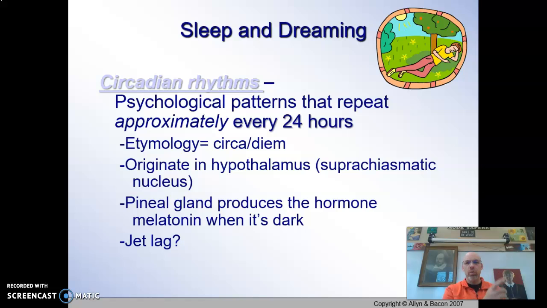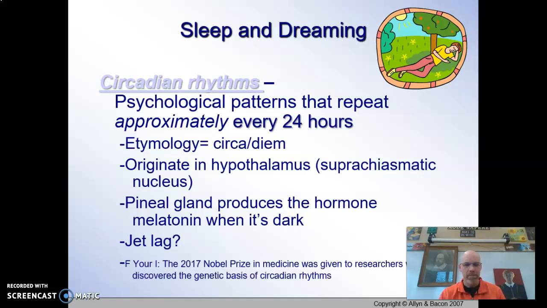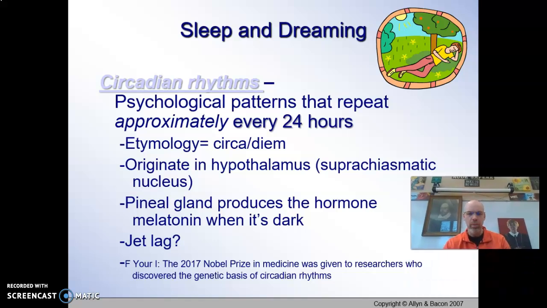If you go east to west, you've gained hours, and that's going to help you in regrouping. Like if you go take a trip to New York and then come back to Spokane, you'll be able to regroup faster coming back and gaining those hours because your circadian rhythms will acclimate sooner. Okay. And Mr. Woodard had a great little note here about the 2017 Nobel Prize going to researchers who discovered or talked about the genetic basis of circadian rhythms. You can look that one up.